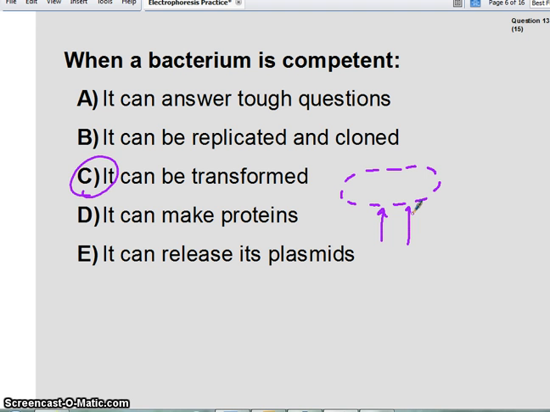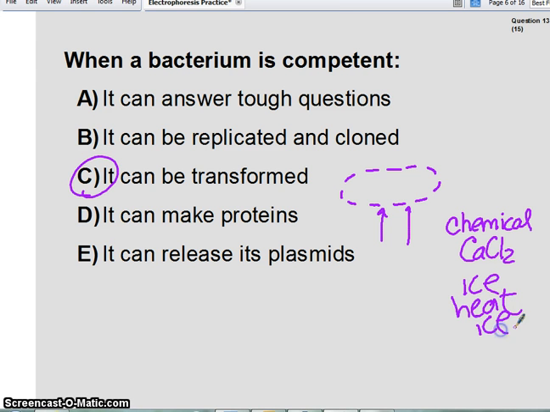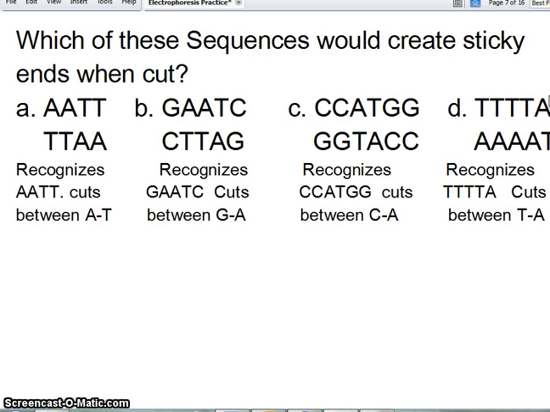In the lab, we made bacteria competent ourselves using a heat shock method. We treated them with a chemical, which was actually calcium chloride. You don't have to know that. We put them on ice, then we put them in a hot water bath, then we put them on ice again, and then we gave them food and we incubated them. These steps made them competent, and then we hoped they would pick up our plasmid, which everybody had good results, so it worked. Okay, which of these would create sticky ends?